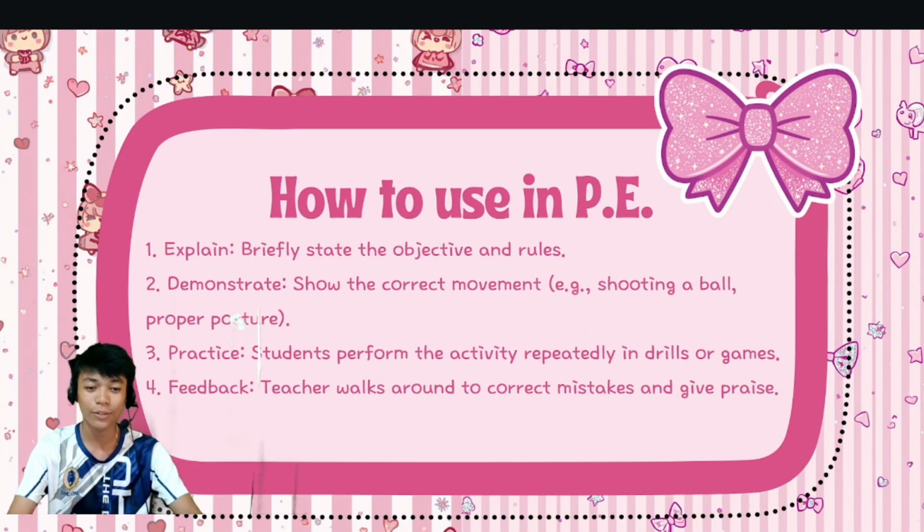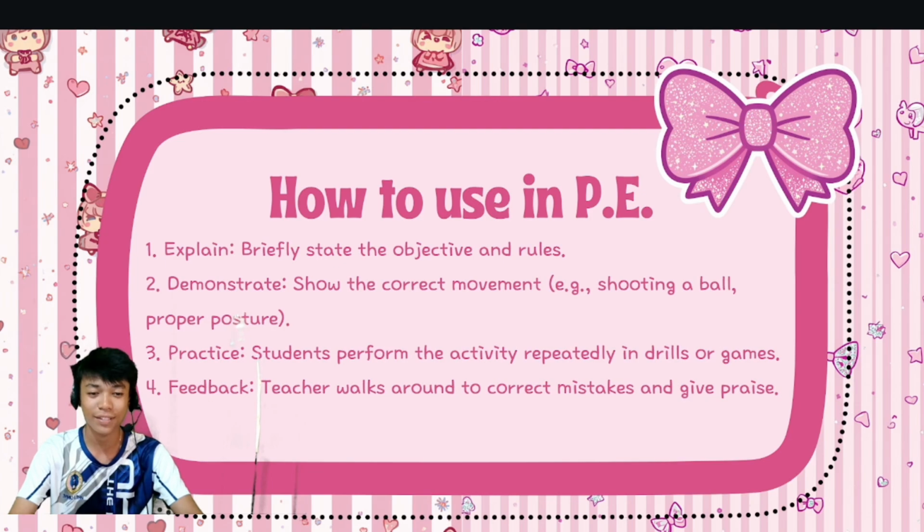So, how to use in PE? So first, explain. Briefly state the objective and rules. Number two, demonstrate. Show the correct movement. Example, shooting a ball, proper posture. Number three, practice. Students perform the activity repeatedly in drills or games. Number four, feedback. The teacher walks around to correct mistakes and give praise.